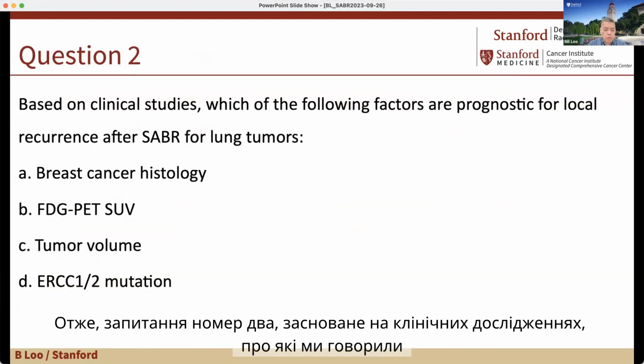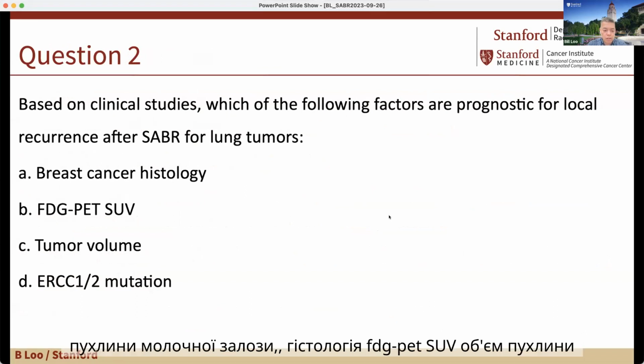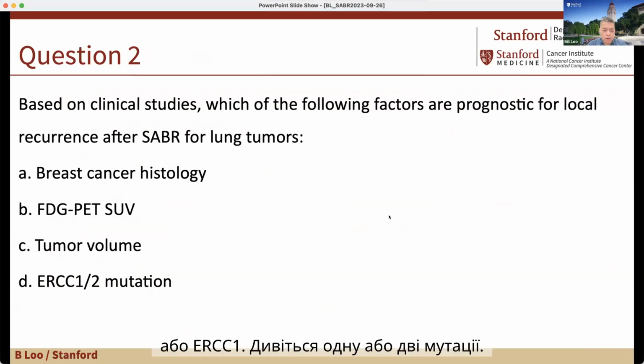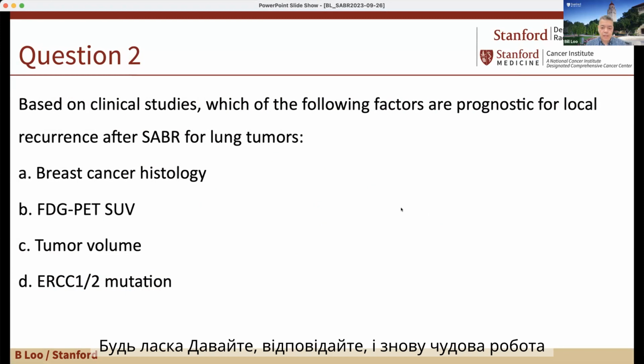So question number 2, based on the clinical studies that we talked about, which of the following factors are prognostic for local recurrence after SABR for lung tumors? Breast cancer histology, FDG PET SUV, tumor volume, or ERCC1 or 2 mutations? Please go ahead and answer.